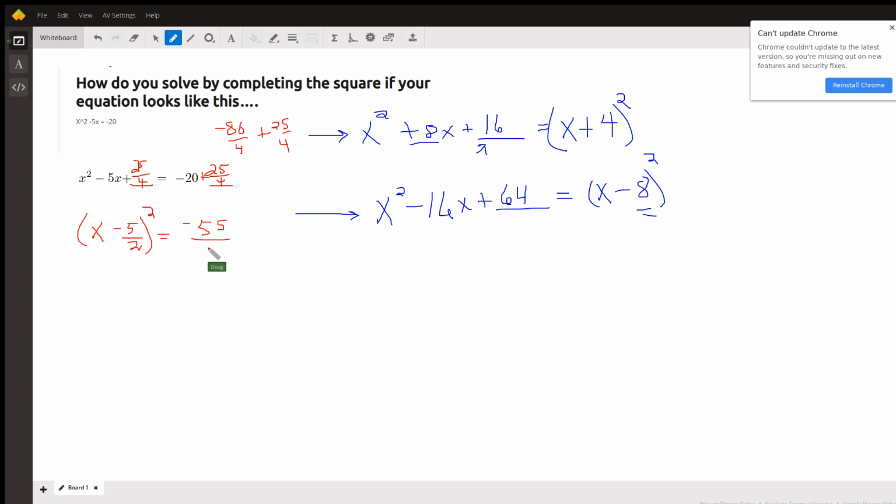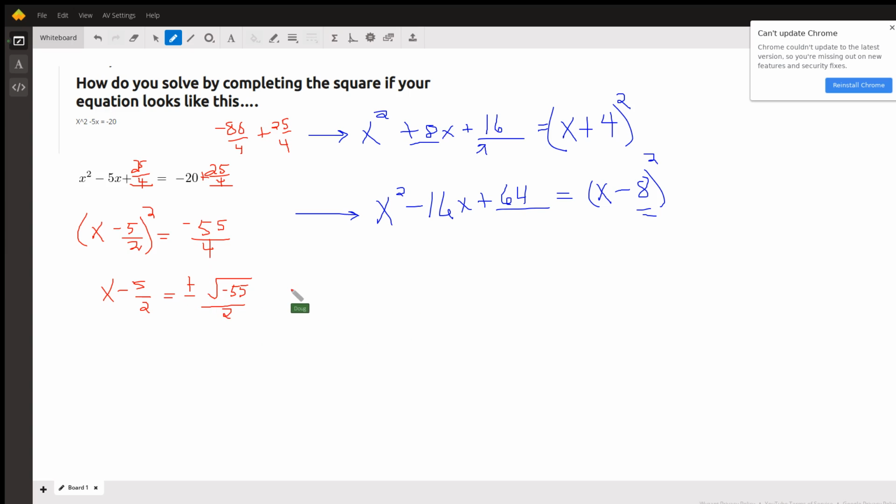And now what we do is use the square root property, taking the square root of both sides. So the square root of something squared is the something. The square root of negative 55 fourths, when you take the square root of a number, there's a plus or a minus. So we have to write plus or minus the square root of negative 55 in the numerator. And the reason I broke this apart is because I can see the square root of 4 is 2. So I write it that way.